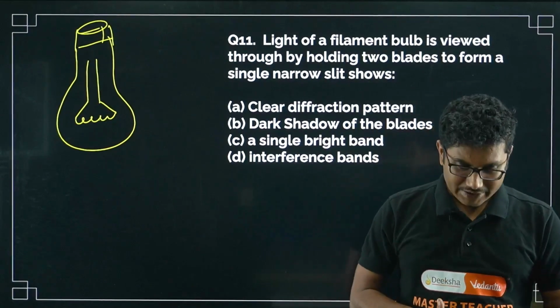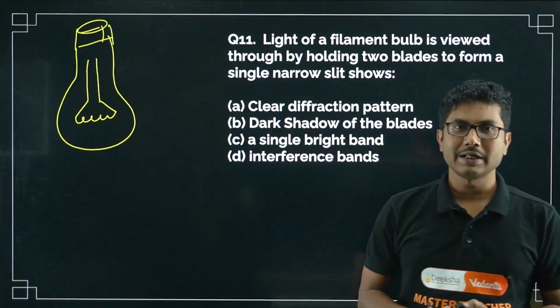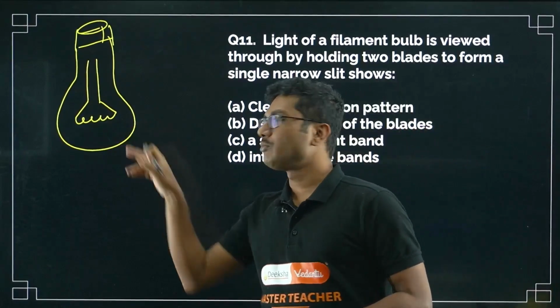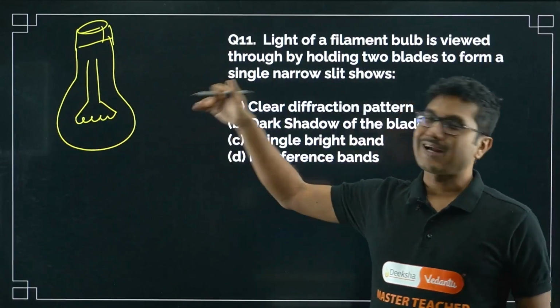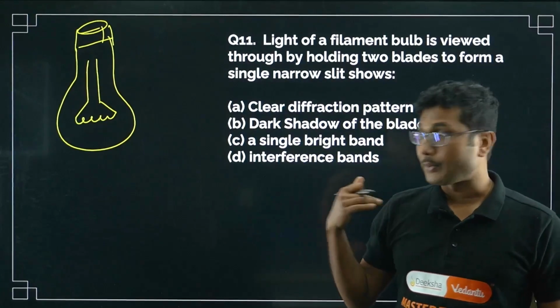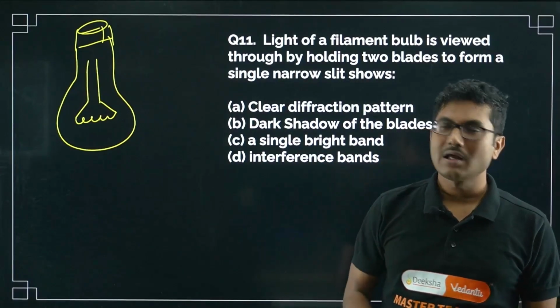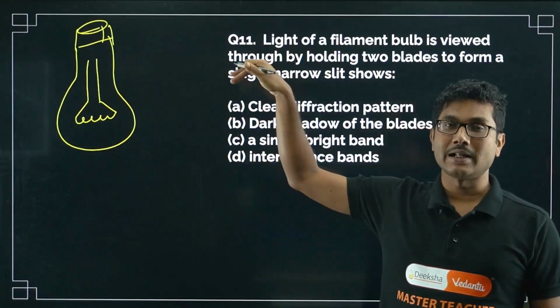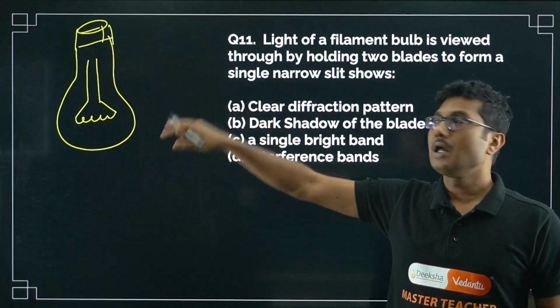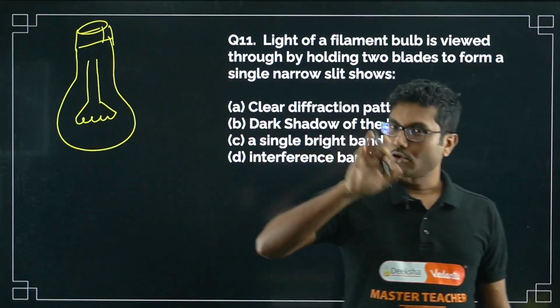To observe diffraction or interference, the first condition is that the light should be monochromatic in nature. Okay, this is not a monochromatic light. It is a kind of yellowish white light. The presence of yellow is more, but if you consider an ideal incandescent lamp, it is white light only, so it contains all the colors. So it is not a monochromatic source.